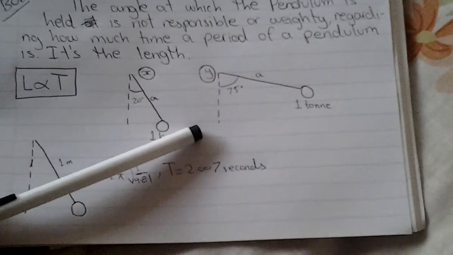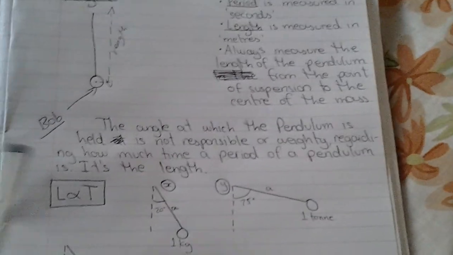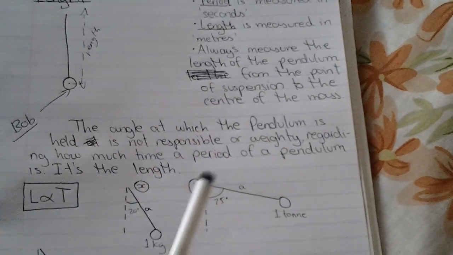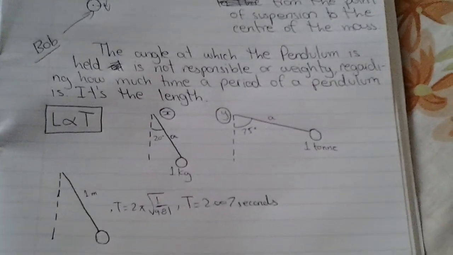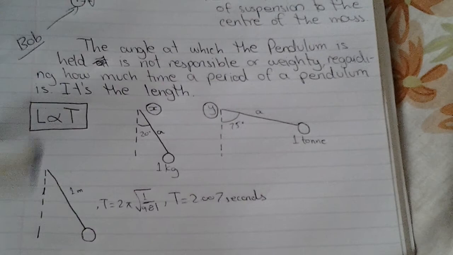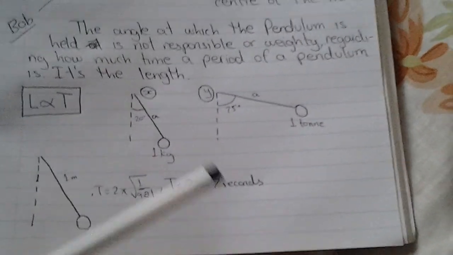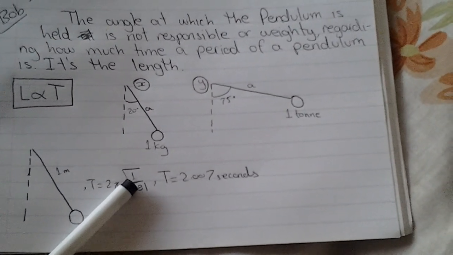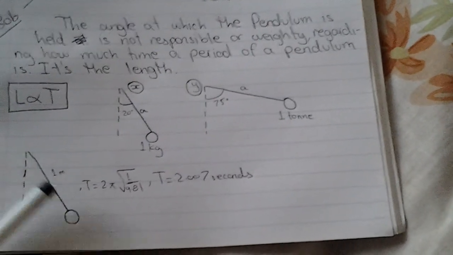I'm sorry, I haven't mentioned this somewhere around here. Oh, I have. It's over here, very vaguely. But anyway, it's the length of the pendulum. The bigger the length of the pendulum, the bigger the periodic time. So let's say this pendulum was 9.81 meters.